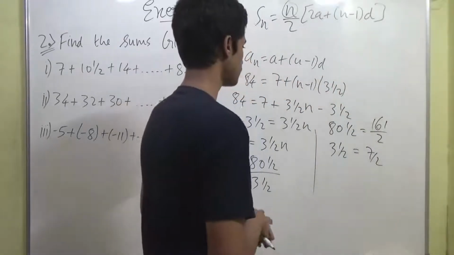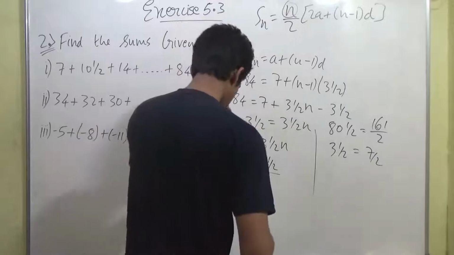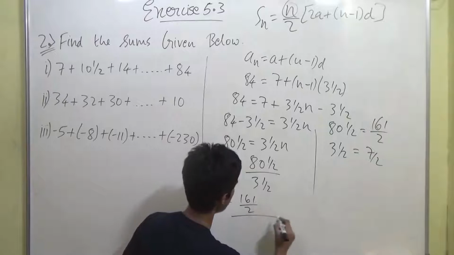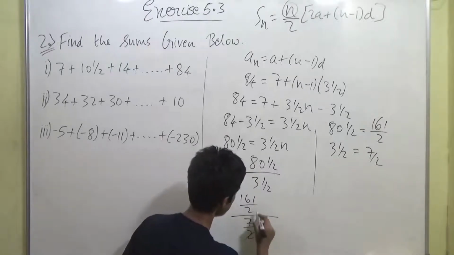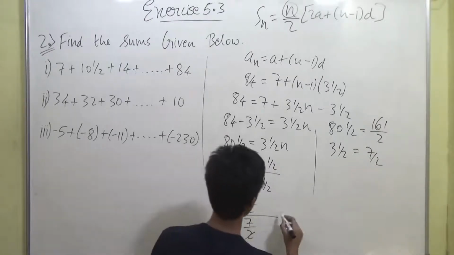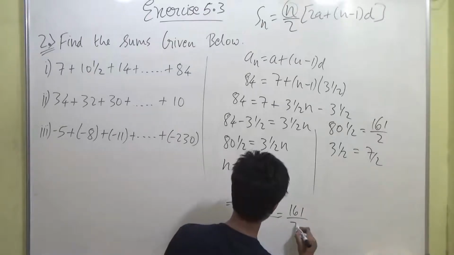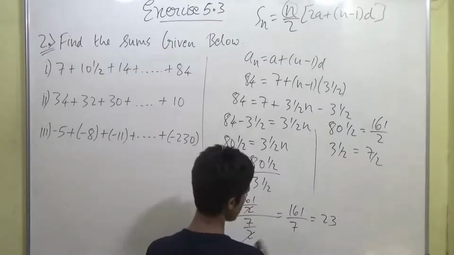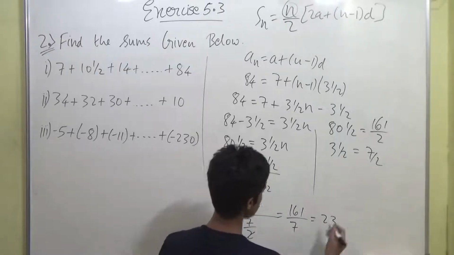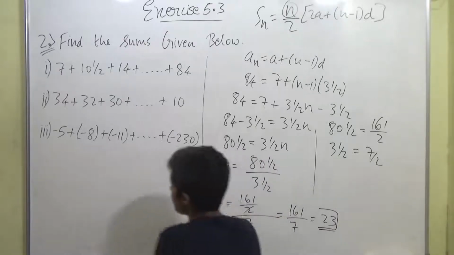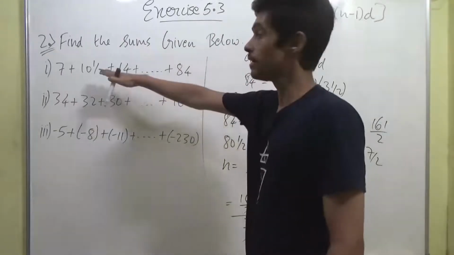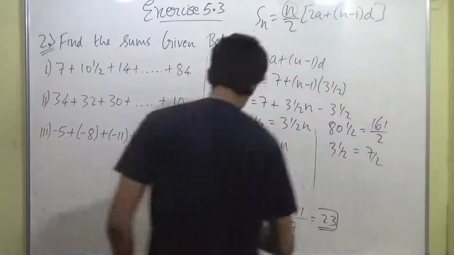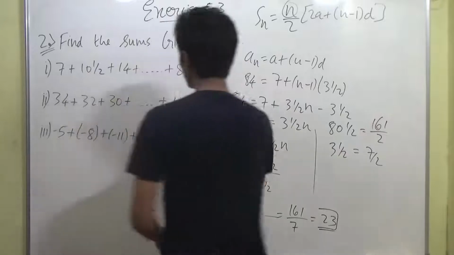Now I'll write it down, guys, as 161 by 2 by 7 by 2. So these two will get cancelled and it will remain as 161 by 7, which becomes equal to 23. Getting it, guys? 161 by 7 is 23, which means we got the number of terms in this AP, guys. In this series there are 23 terms. We found the value of n. Now we found the number of terms in this AP.